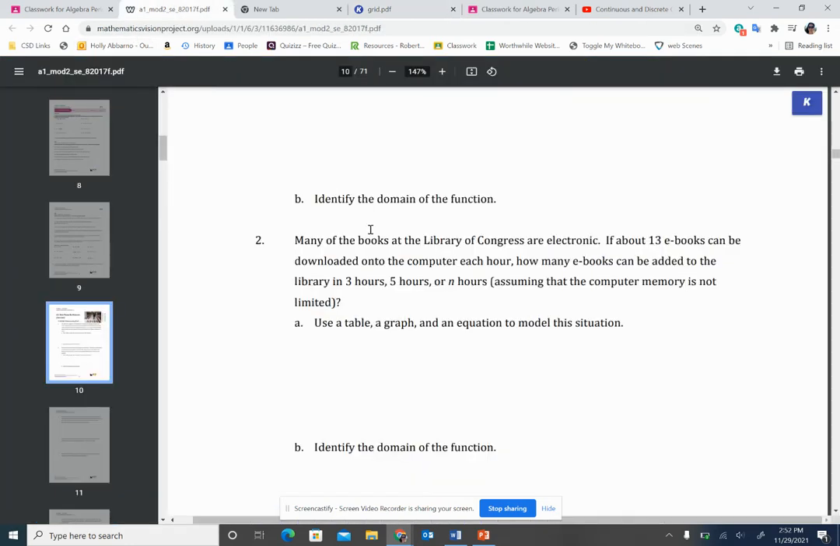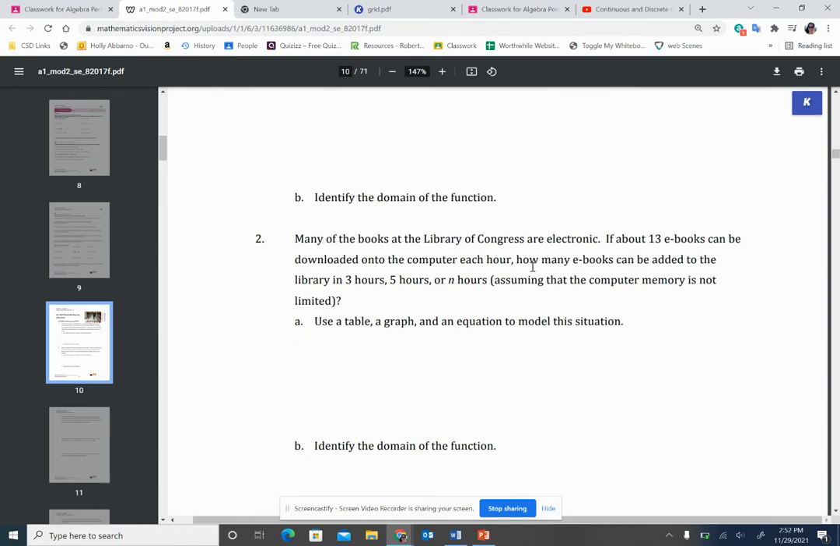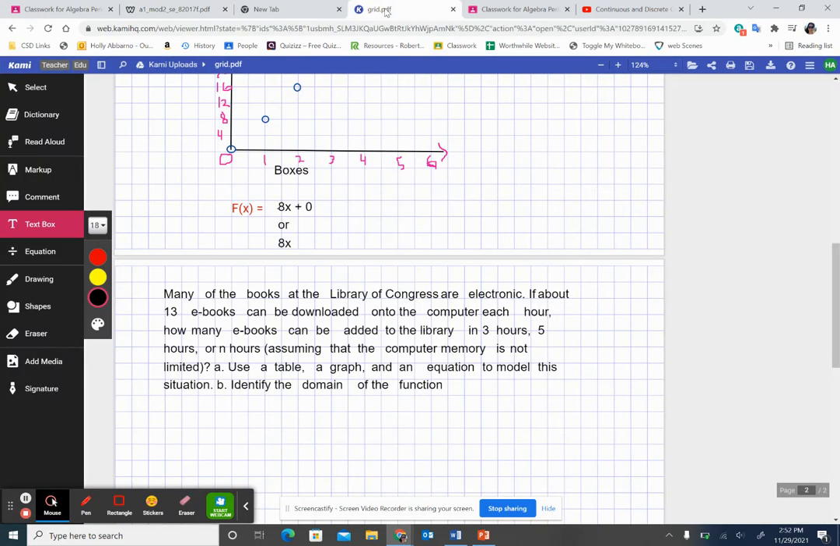All right, let's go ahead and go down to the bottom of page 6 here. It says many of the books of the Library of Congress are electronic. If about 13 ebooks can be downloaded on a computer each hour, how many ebooks can be added at the library in 3 hours, 5 hours, in n hours, assuming that the computer memory is not limited? Use a table, graph, and equation to model the situation and identify the domain. All right, that's what we're going to be doing next.